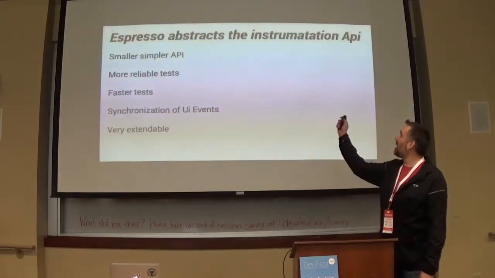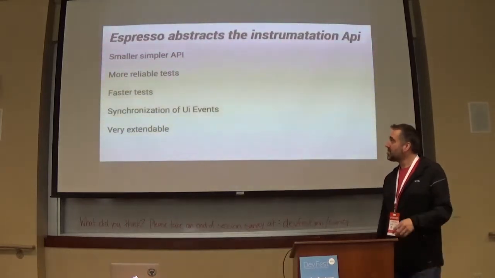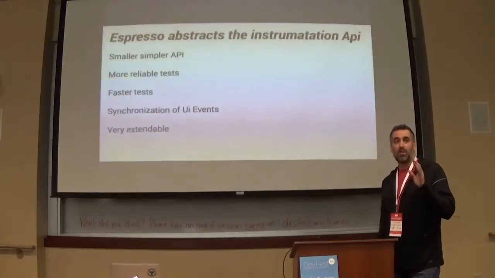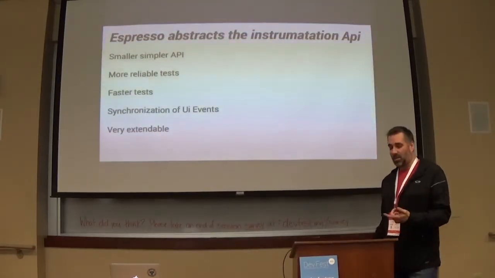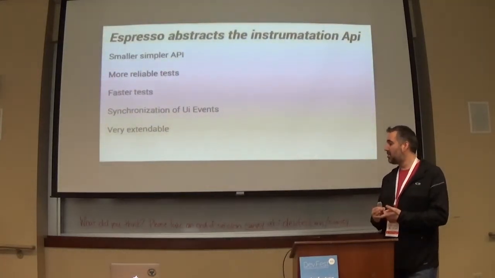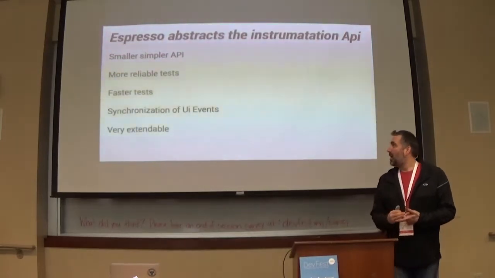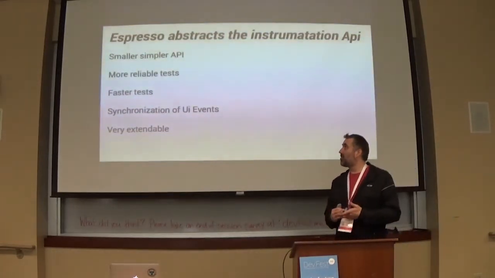So Espresso abstracts the instrumentation API. It's got a much smaller, more fluent, simpler API. You're going to write more reliable tests. The tests are going to run considerably faster.